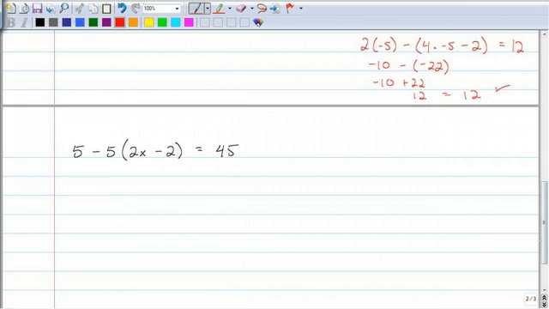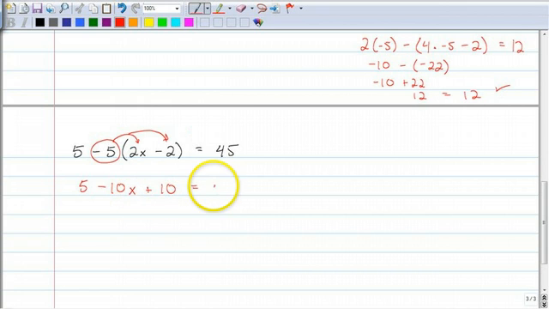Okay, let's look at this last problem. A lot of people make this mistake of saying, oh, 5 minus 5, that's 0, that's gone. That's also wrong. Remember, anytime we see the parentheses, the first thing we do is distribute. Now, what you want to notice is that when we distribute this 5, it's a negative 5. So this 5 out here stays the same, the first one. But negative 5 times 2x would make that negative 10x. Negative 5 times negative 2 would make that a positive 10 equals 45.